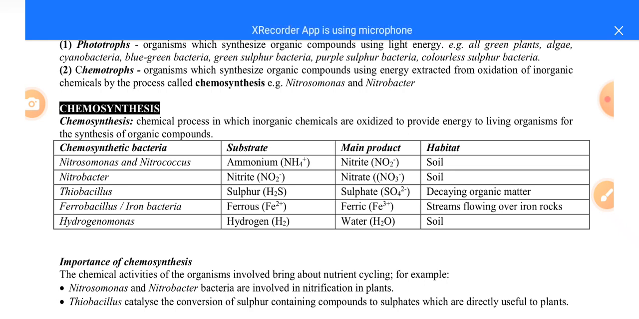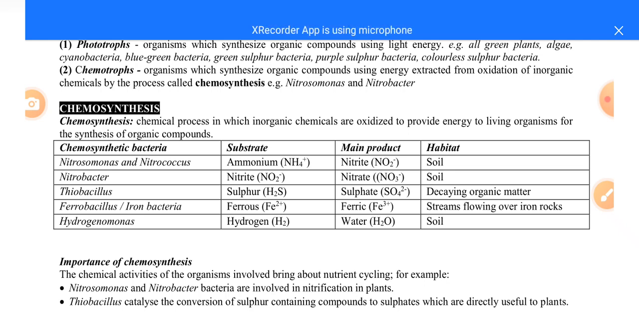This one works on sulfur or hydrogen sulfide, the way you can see there in that bracket. Then from there, it converts this sulfur to sulfate, and finally, the habitat is in decaying organic matter.